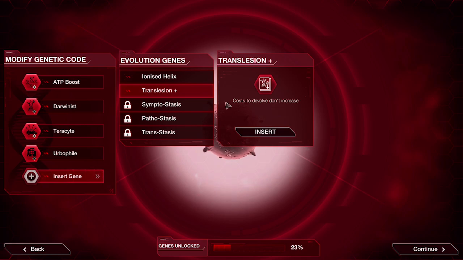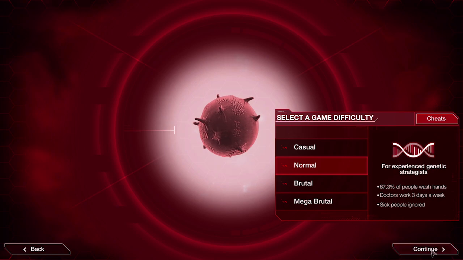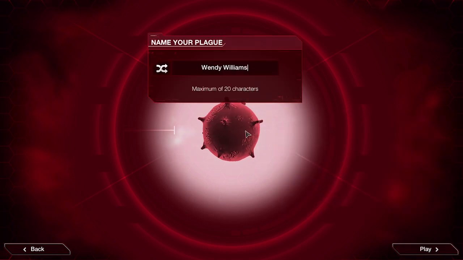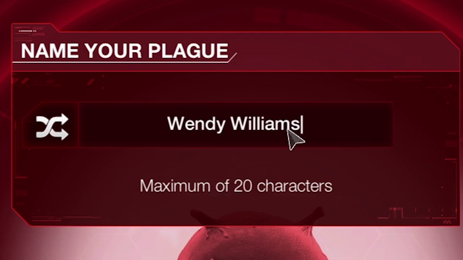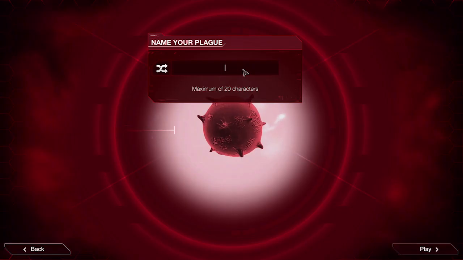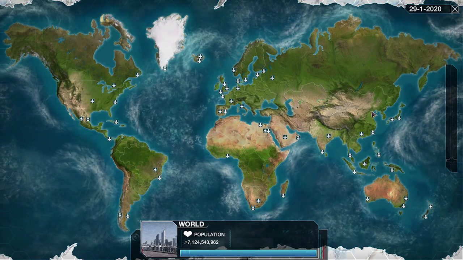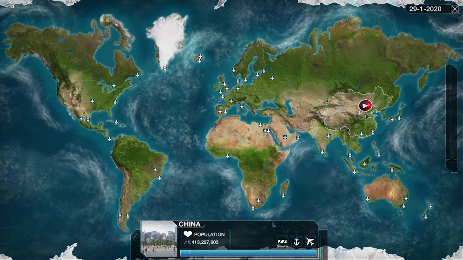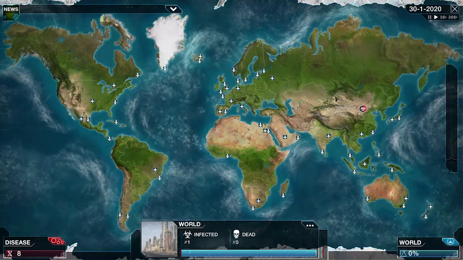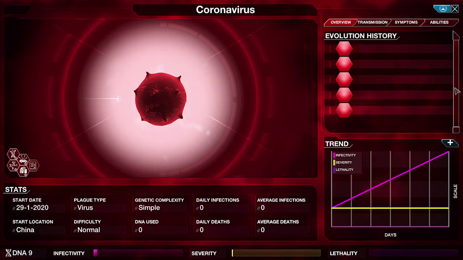Costs of evolve don't increase. We're just going to use that, and we're going to continue. I'm going to do it on normal, because let's get real, no one wants to play this on brutal. Look at that. I completely forgot about that. That was my last one. So, coronavirus. Alright, so we're going to start this out in good old Wuhan, technically.